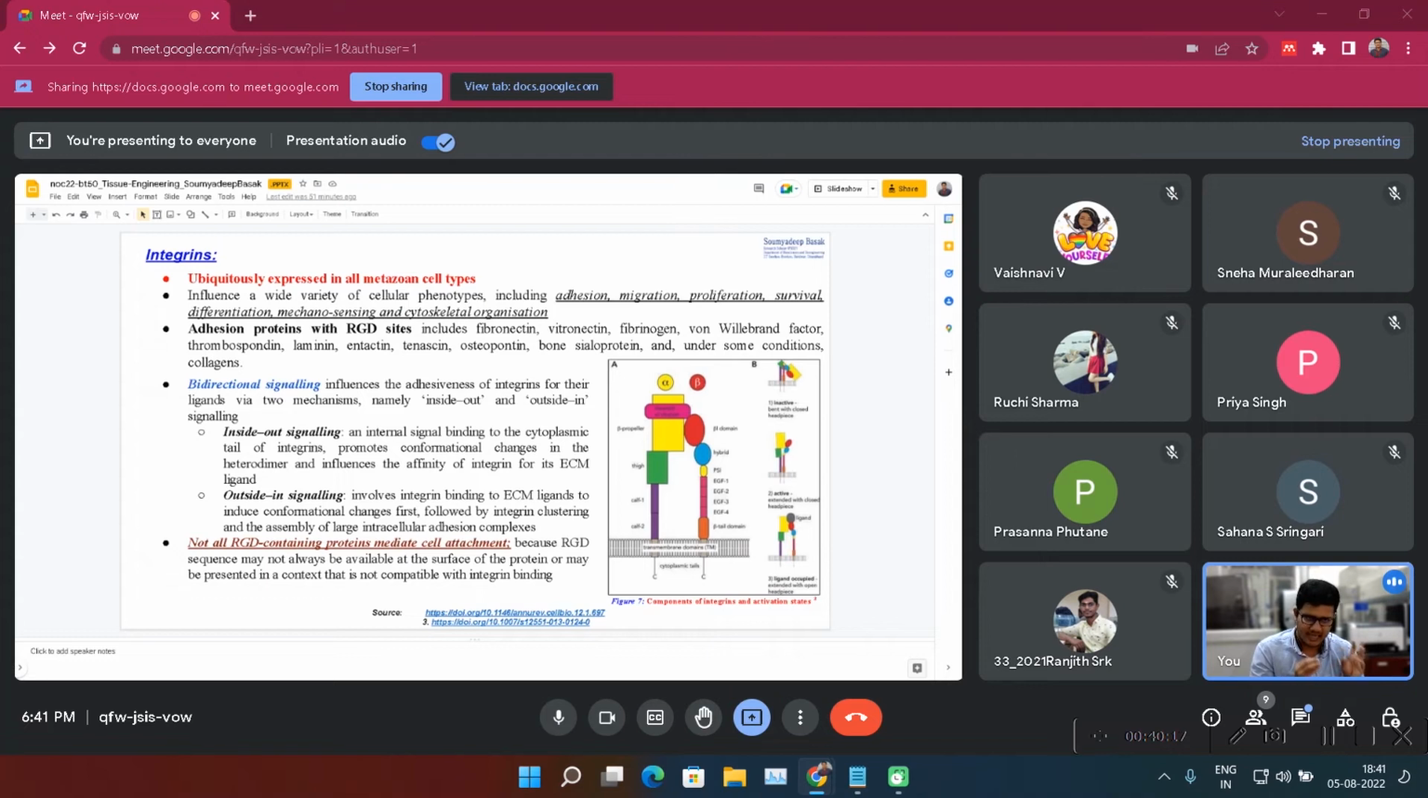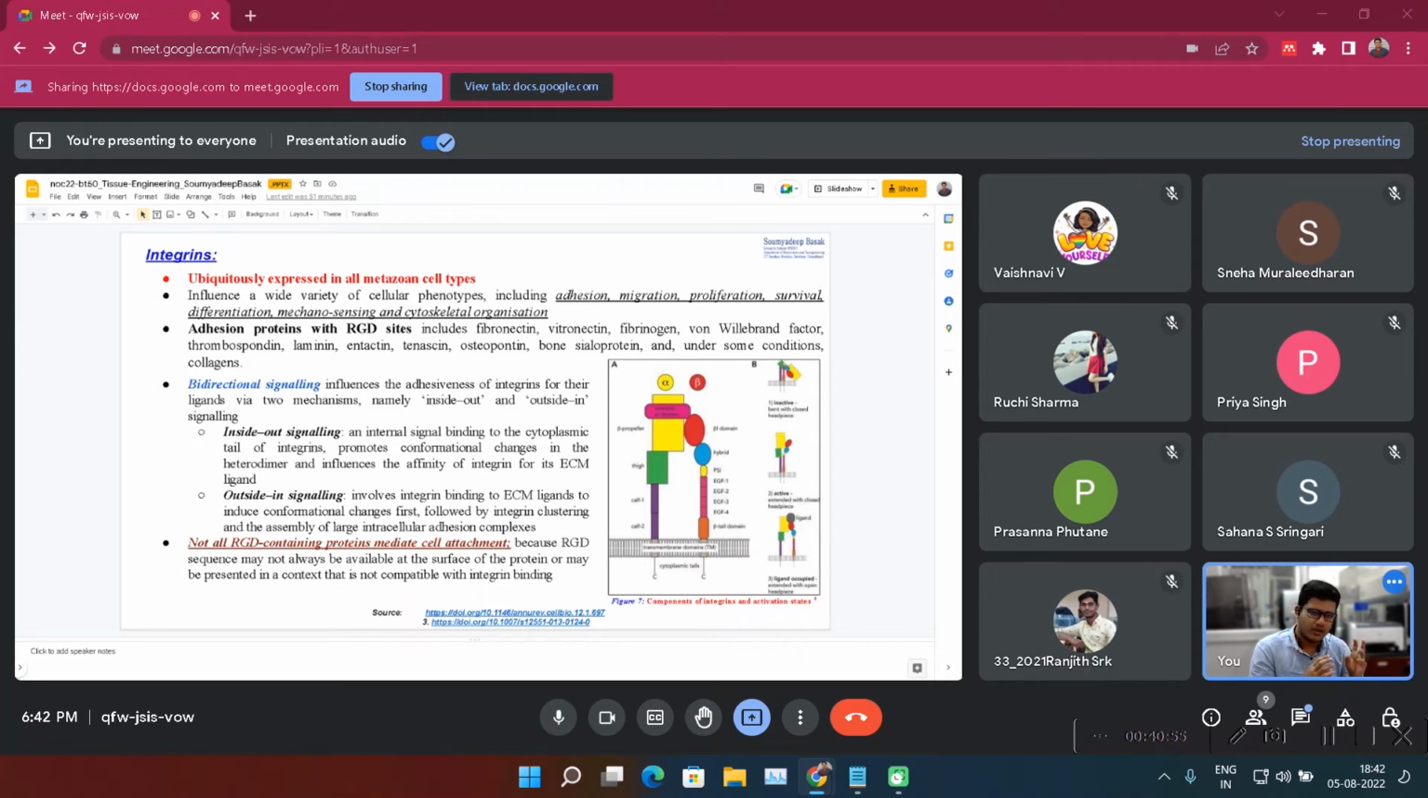Integrin is a cell surface protein that is ubiquitously expressed in all metazoan cell types. All the cells that we see have integrins to interact with fibronectin or the interacting domains of the ECM. Integrin has functions like cell adhesion, migration, proliferation, survival, metastasis, mechanosensing, cytoskeletal localization, everything. Integrin is important for all the cellular functions that we can talk about.